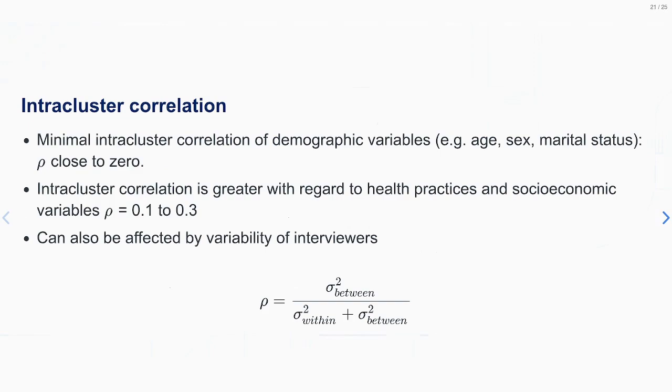And so the intracluster correlation is basically the variance between the clusters divided by the sum of the variance within and the variance between. In other words, the between variance divided by the total variance. And when you think about this, it evokes some of the concepts we had seen in an earlier lecture related to analysis of variance. So these are related concepts.